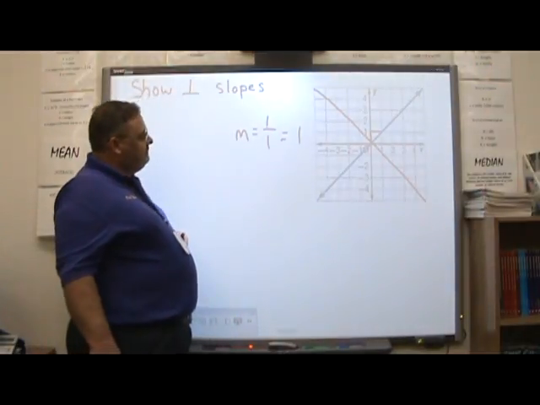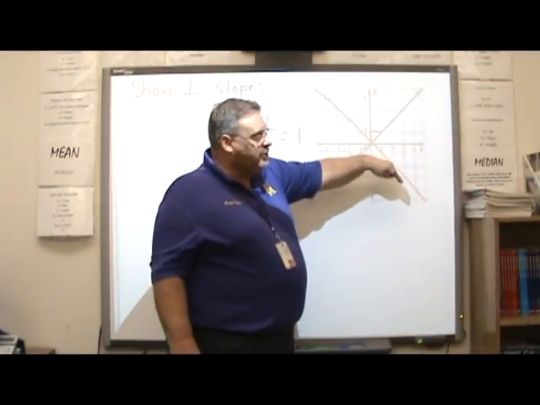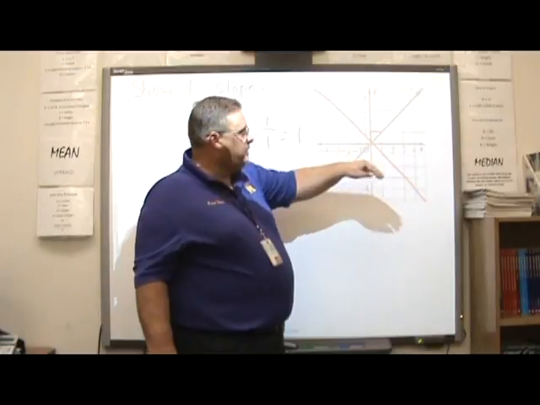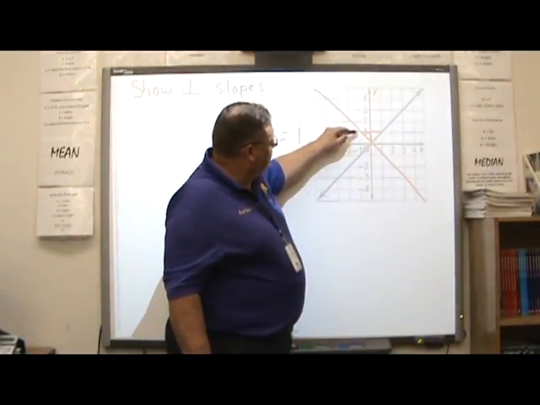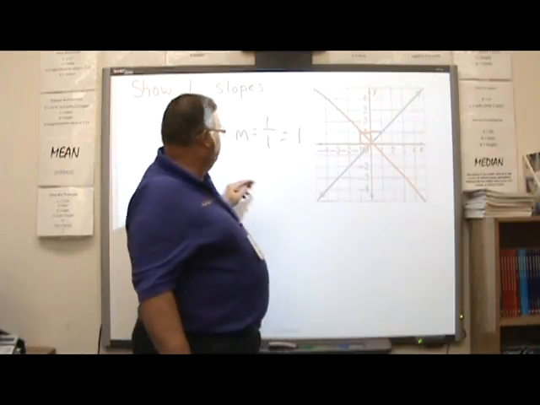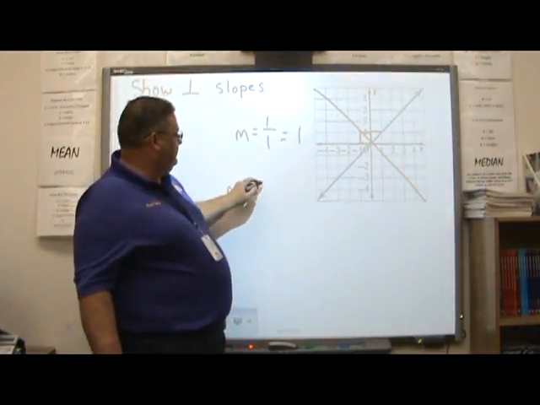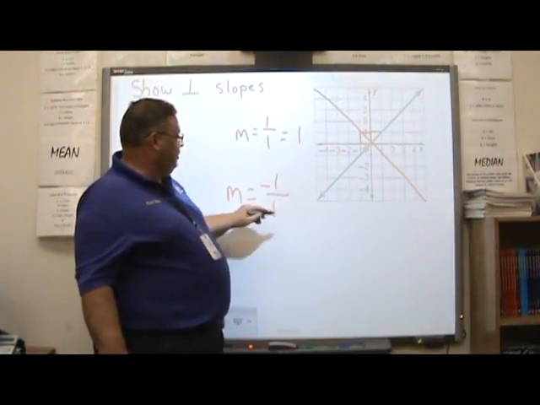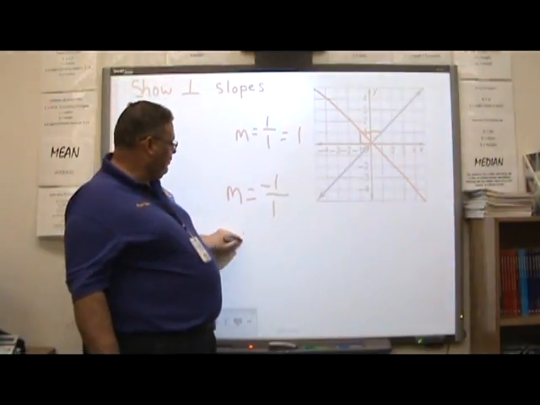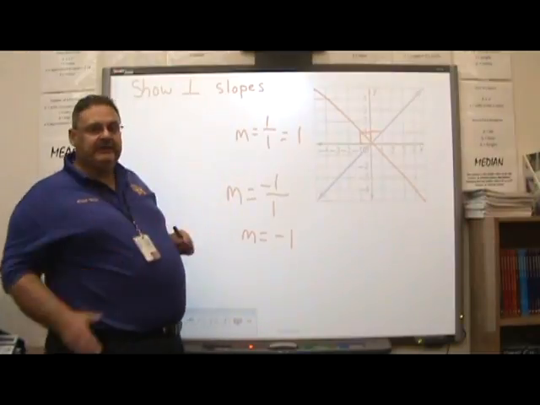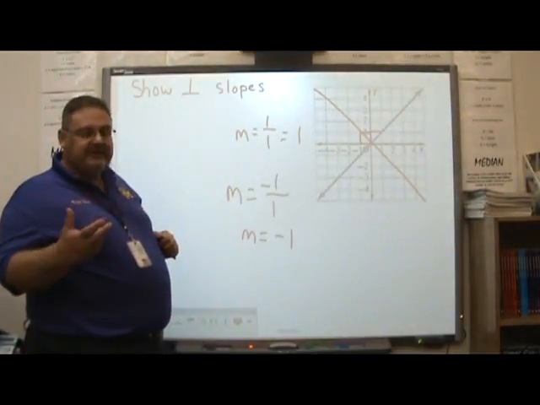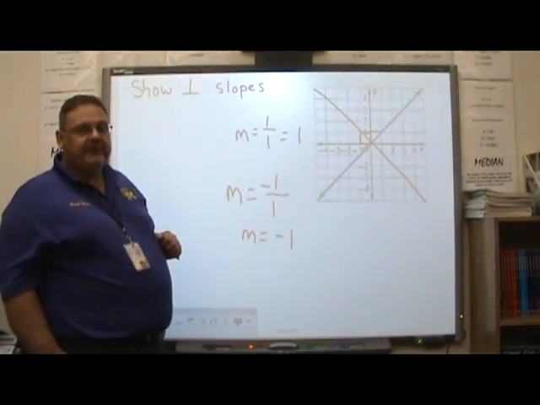And now let's look at this slope. And if we notice, it's already going the opposite direction. Okay? So if you notice, we're going down 1 and over 1. So this one, our change would be down 1 and over 1, or my slope is negative 1. It's going in the opposite direction. Okay? And that's the key with perpendicular lines.